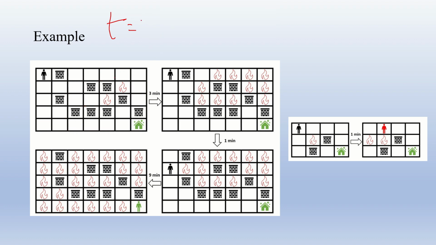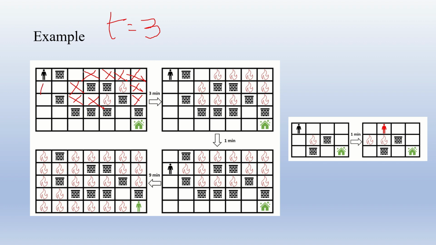Let's see at time is equal to 3, can we reach the destination? At time 1, this will be fired. At time 2, these cells will be fired. At time 3, this cell and this cell will be fired. The person is still in the initial position. Now let's move to the destination.